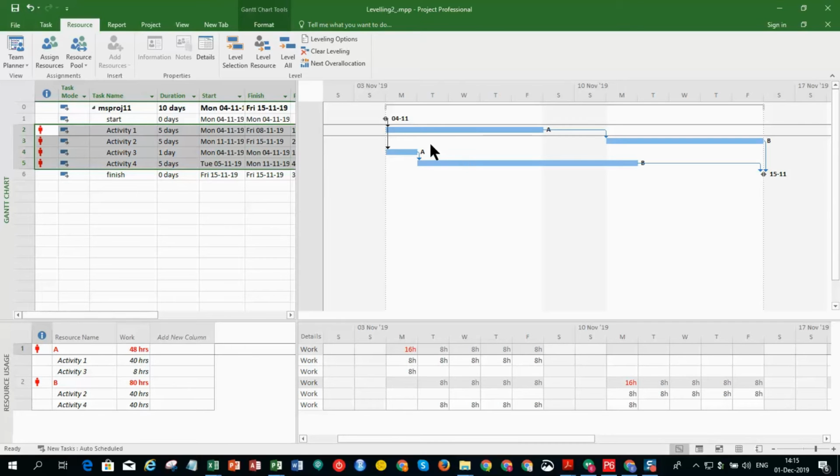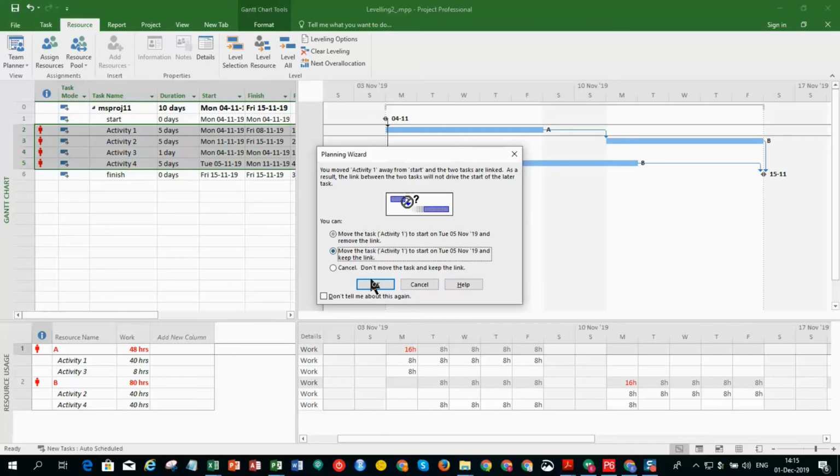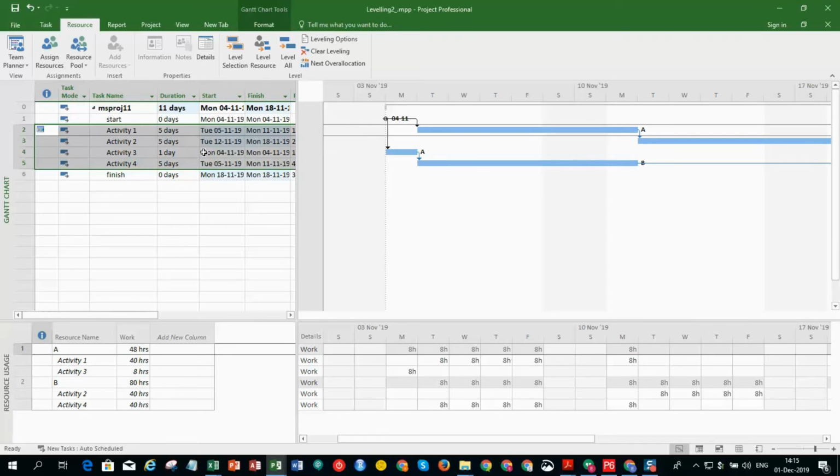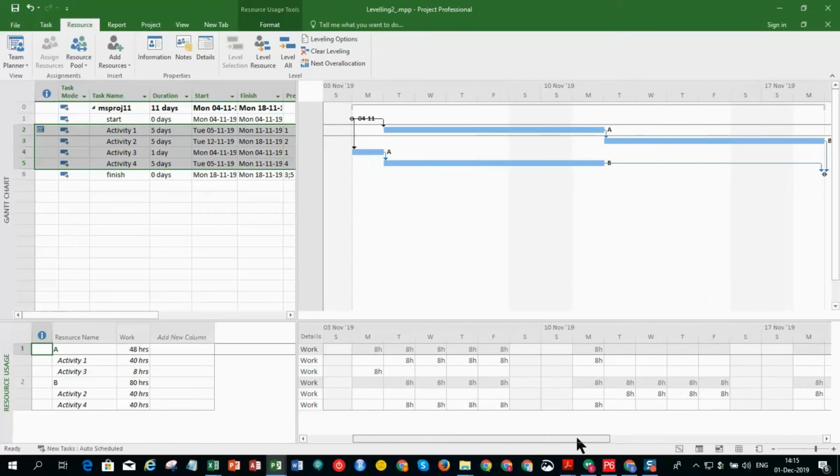You can also see that it's quite easy to find an optimal solution for resolving resource over allocation by delaying activity 1 by 1 day. So then our schedule becomes 11 days instead of 10 days, but we produce an optimal schedule. There is no way to make it shorter.